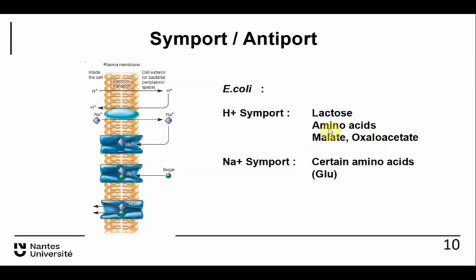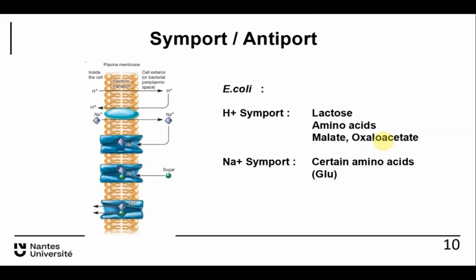So proton symport in E. coli is often used for amino acids or these 4-carbon molecules like malate and oxaloacetate. So they've got a carboxylate group. It kind of makes sense that they go together with a proton. So this should be kind of easy to remember which one is transported by proton symport.